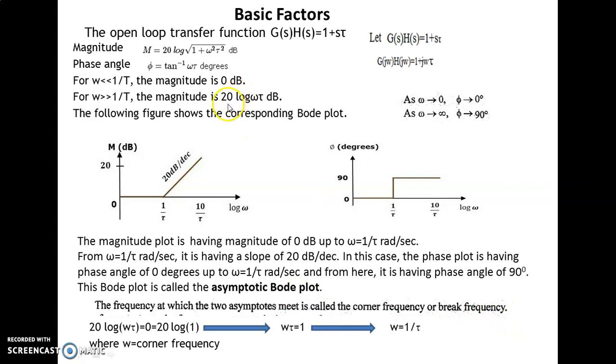So this value 20 log omega tau is equal to 0. And 0 is nothing but 20 log 1. So just take omega tau equal to 1. So omega is equal to 1 over tau, where omega is called the corner frequency or break frequency.